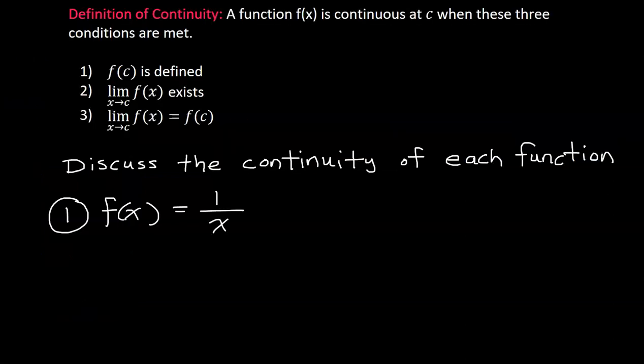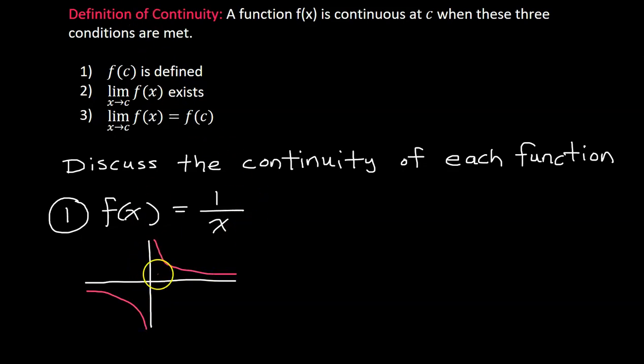Let's discuss the continuity of each function, starting with f of x equals 1 over x. Now, 1 over x is defined at every value of x except for 0. So there's definitely a discontinuity. It's just a matter of what kind. Let's picture the graph of 1 over x. We know the graph is going to look something like this from our past experiences in other courses. All right, so there's this asymptote here.